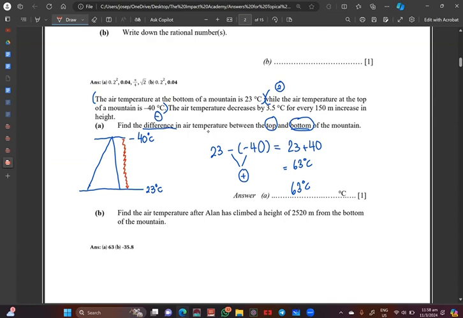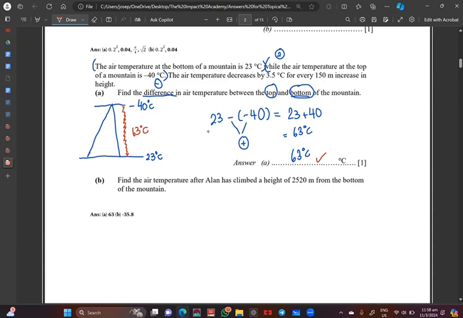Okay, I say that again. The difference is 63 degrees Celsius. Does that make sense to you? So this is the first part, and I think this is something that most of you can understand. So this is 1 point, 1 mark.